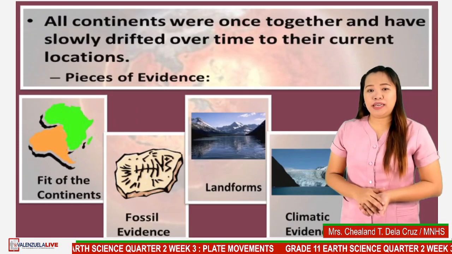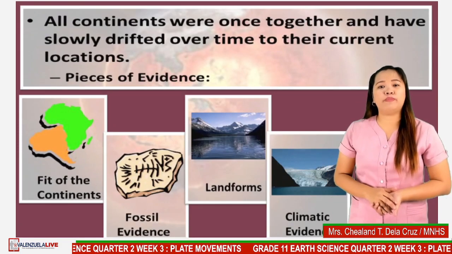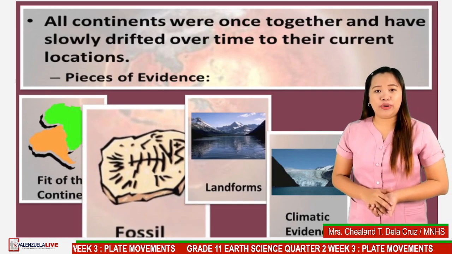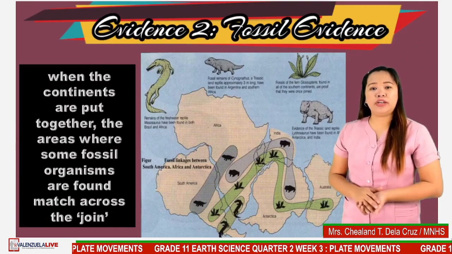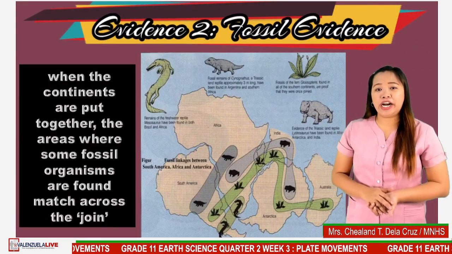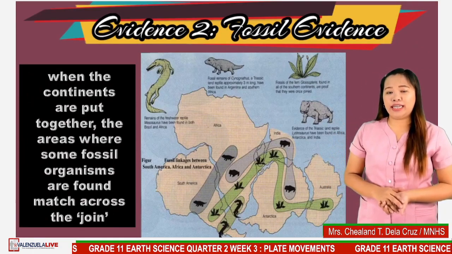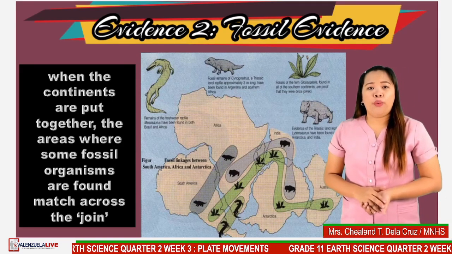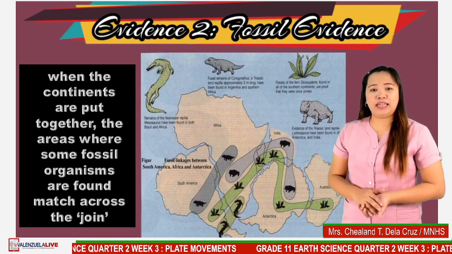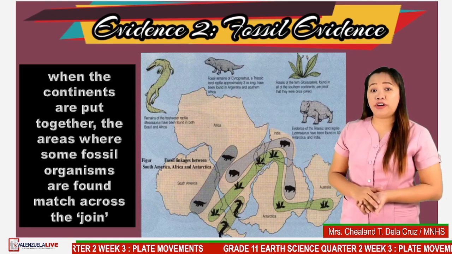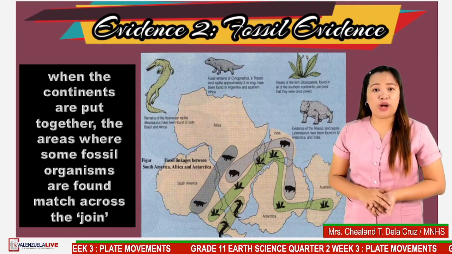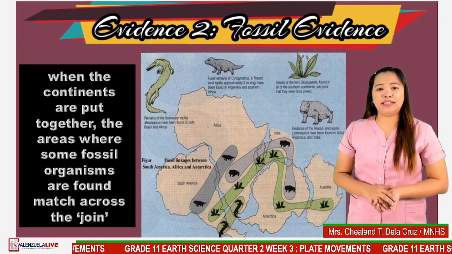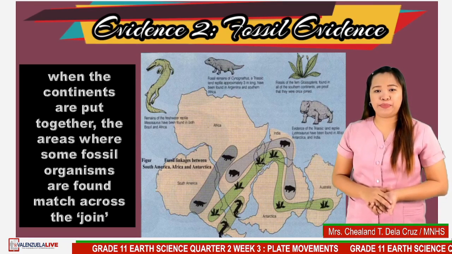The second piece of evidence used by Wegener is the fossil evidence. According to him, when continents are put together, the areas where some fossil organisms were found match across the joint. One good example of this is the discovery of Mesosaurus remains, a freshwater crocodile-like reptile, in South Africa and Southeast America.